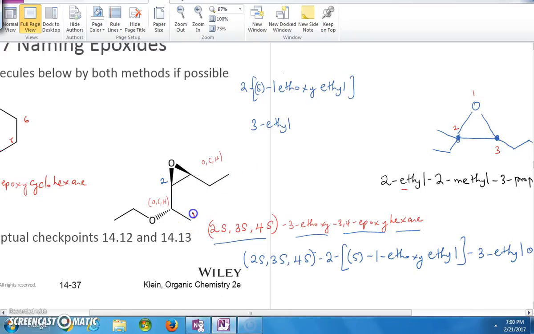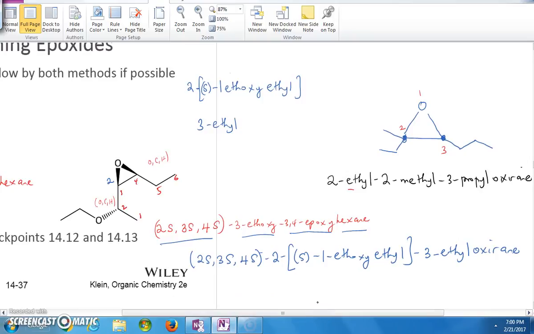You have 1, you have 2, you have 3, you have 4, you have 5, and you have 6. You see? And then here, if you want to call it an oxirane, you have to name it slightly differently. You see? Because now you have to count. So this is number 1, the oxygen is number 1. This is number 2, and this is number 3.